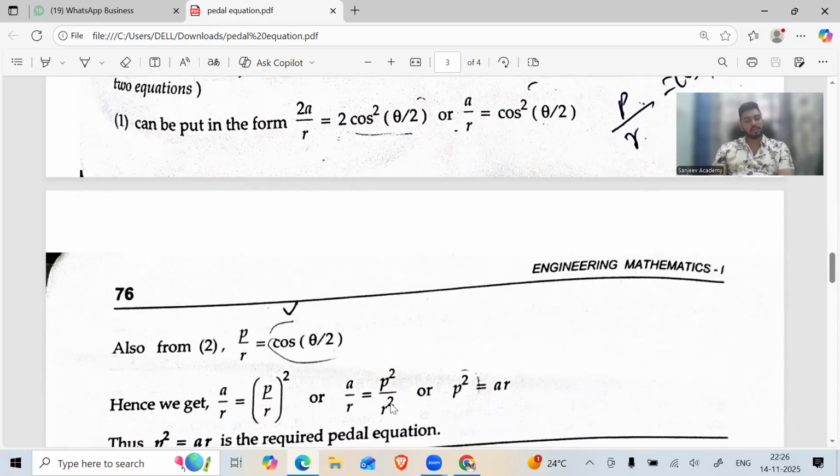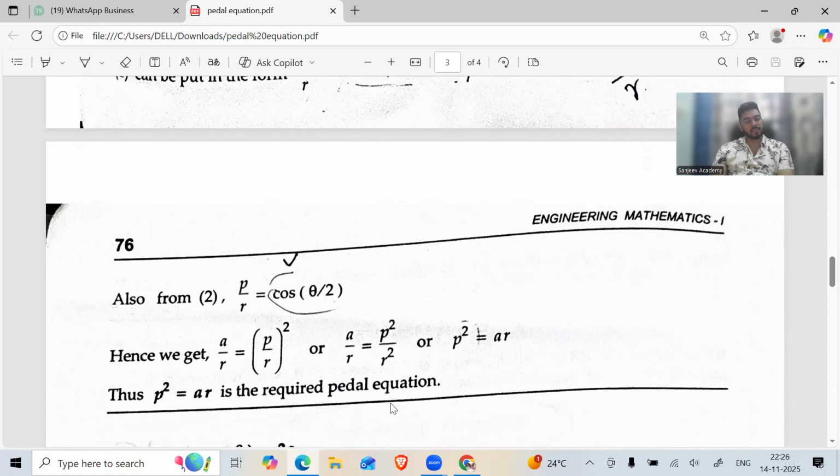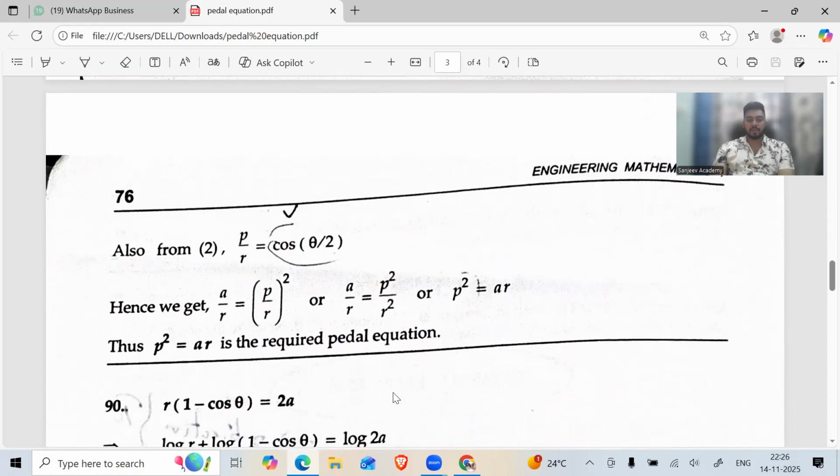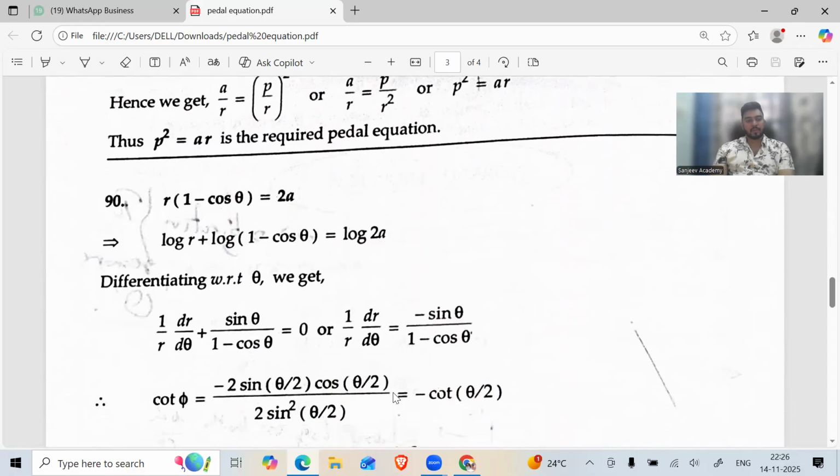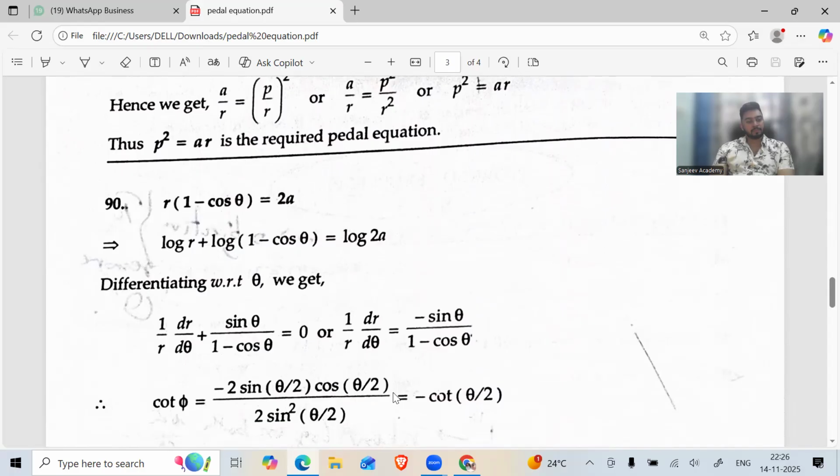Then cancel 2, so p square is equal to ar, or p is equal to root a r. This is the required pedal equation. Simple things only. Not at all difficult. So I hope you understood the first question. Pause the video and then you can do this thing.